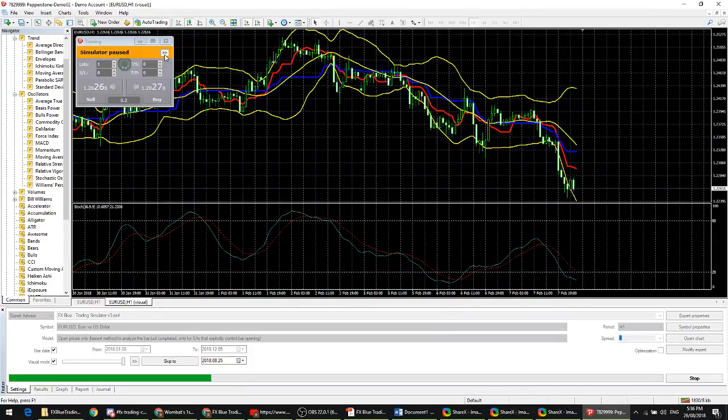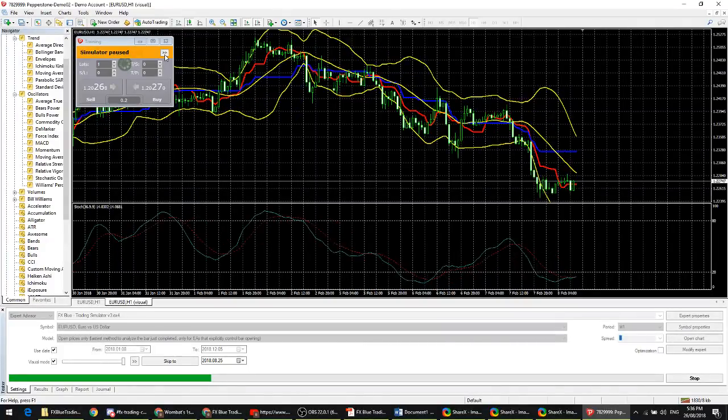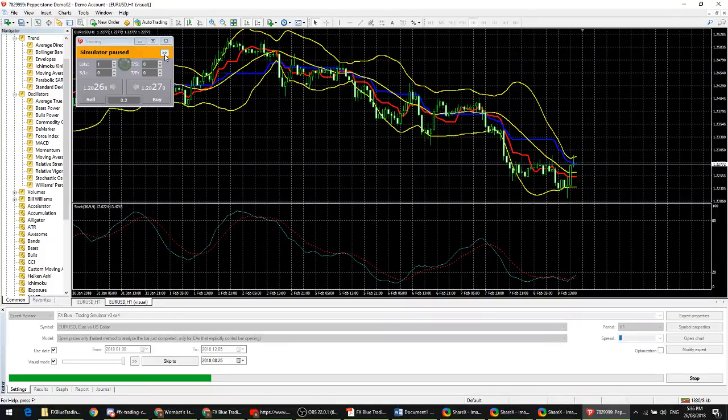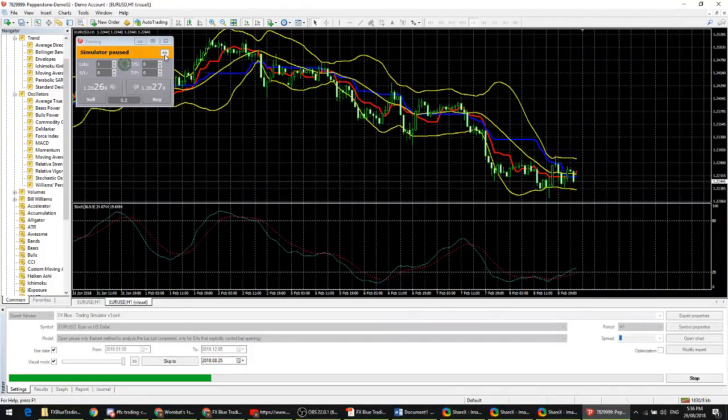So we're looking for a long. But the market is going quite down at the moment. Alright, so we might get one here. Let's have a look.